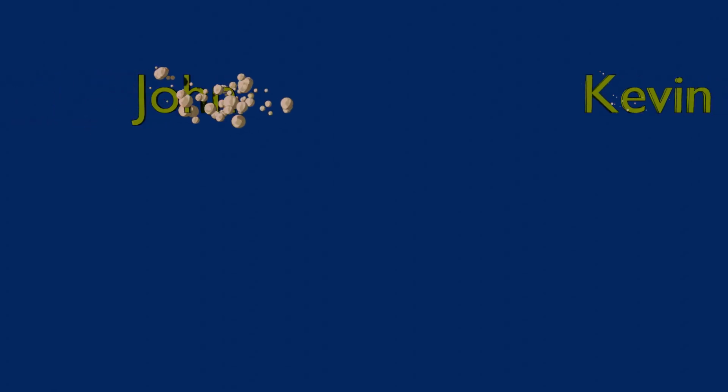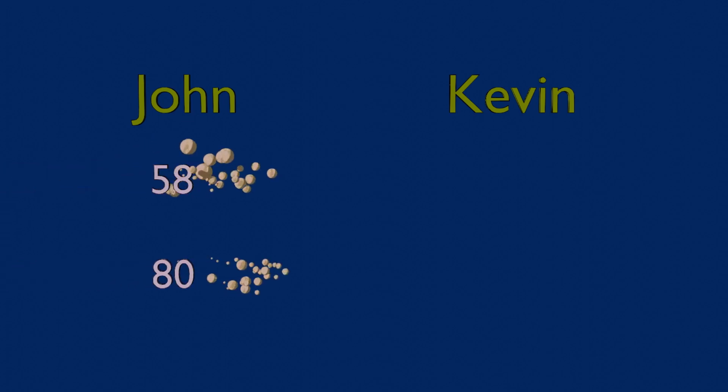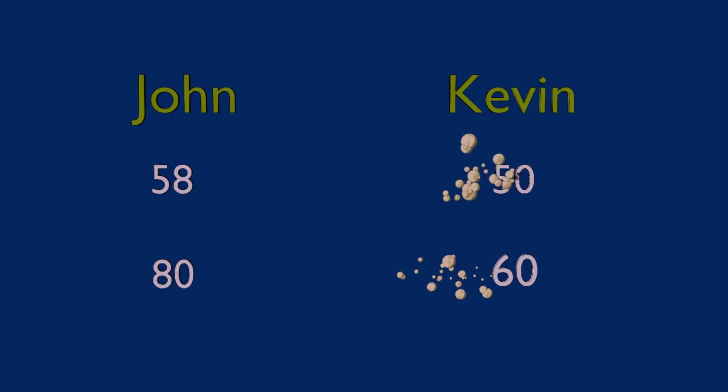John and Kevin attend different schools and sit exams graded on different scales. John scores 58 out of 80 points, while Kevin earns 50 out of 60. Eager to see who did better, they realize raw scores alone don't tell the whole story. After all, 58 feels high, but so does 50.